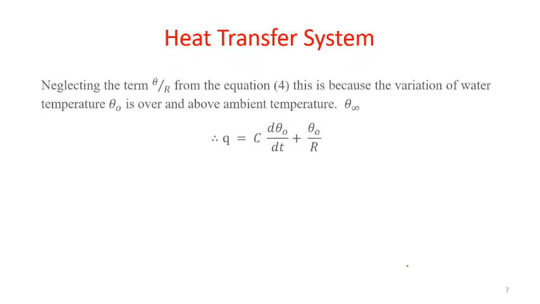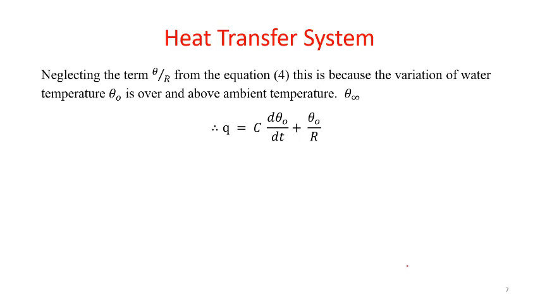The reason for neglecting θ/R from equation 4 is that the variation of the water temperature θ0 is over and above the ambient temperature θ. As the variation of this temperature is high, compared to it the variation with respect to the ambient temperature is less, so we are going to neglect that. Hence we get our equation Q equal to C dθ0/dt plus θ0/R.